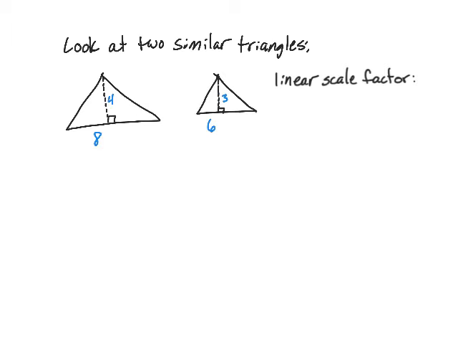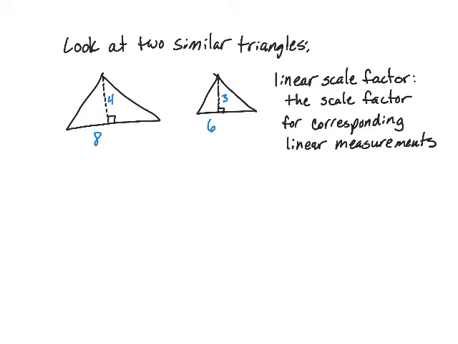I want to denote this language, the linear scale factor, because now we have to delineate between a linear scale factor and an area scale factor. So the linear scale factor is the scale factor for corresponding linear measurements. That would be sides, perimeter, any other kind of corresponding dimension, altitude, base, whatever, okay? So that's our linear scale factor.